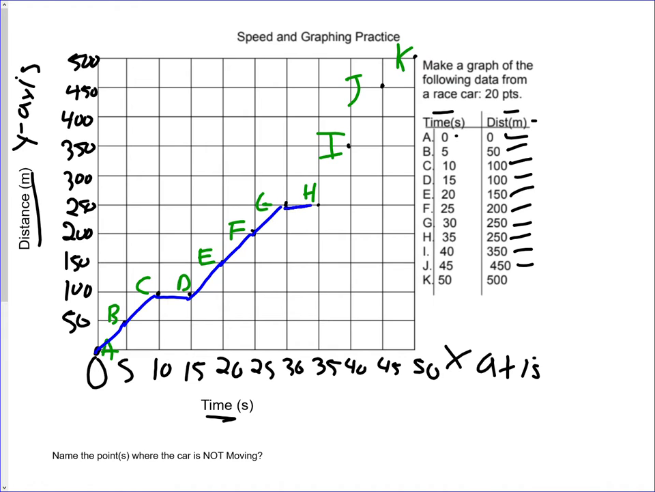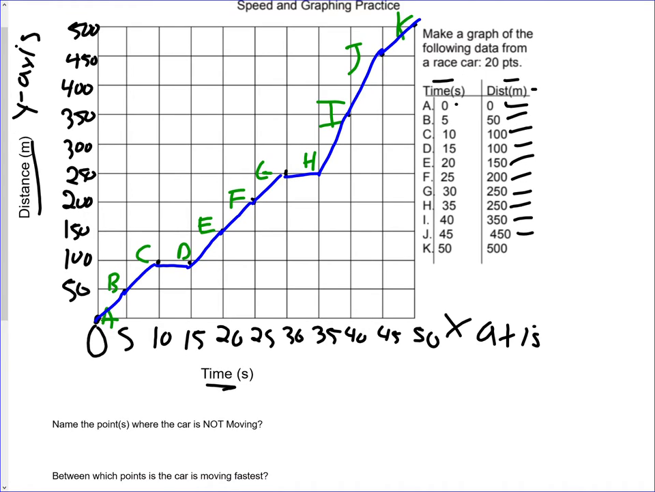We're connecting our dots. Nice and easy, okay? All right, so now that we have our points labeled, we have a line. What we want to do is look at our graph to interpret it, to see what the graph is telling us, okay? So let's take a look.